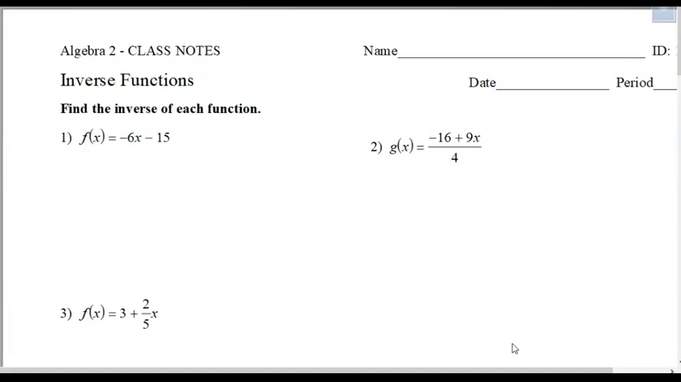Today we're going to talk about inverse functions. First, we're going to talk about how to take a function and find its inverse, and then we're going to talk about how you can look at two inverse functions and determine if they are indeed inverses or if they are not. So in examples 1 through 3, we are given three types of functions that we're going to look at how to find the inverse.